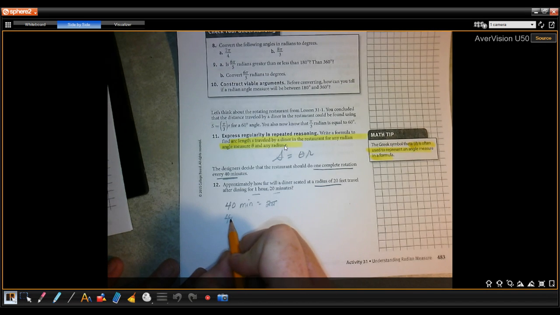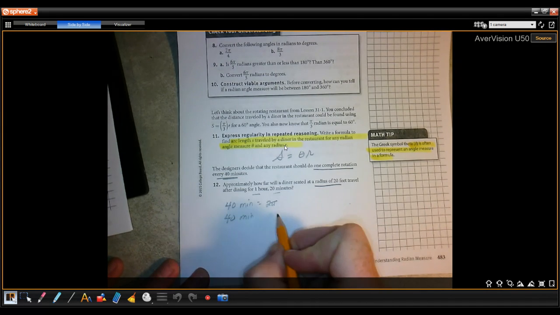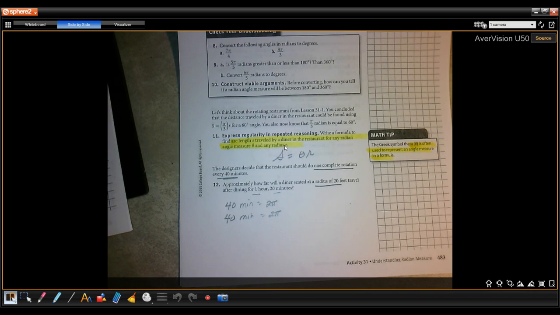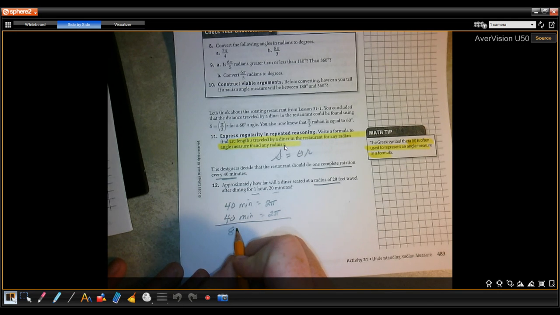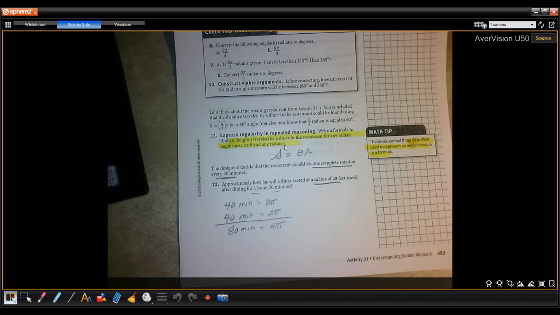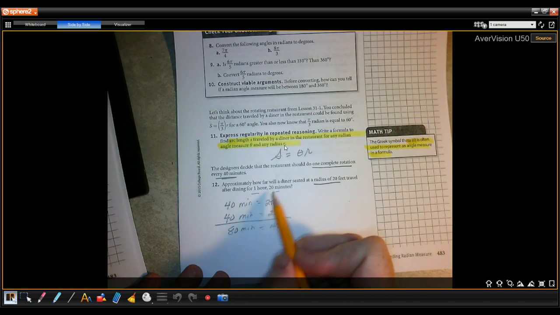Then you can do another 40 minutes. So now we're up to 80. You've traveled another 2 pi. Right? So it's 80 minutes. How far do you want to go? An hour and 20. An hour and 20 is what? 80 minutes, right? So 60 and 20. That's what we're doing. So there's 80 minutes, which is an hour 20. So I've traveled 4 pi around the circle. Okay, so hour 20, 80 minutes.